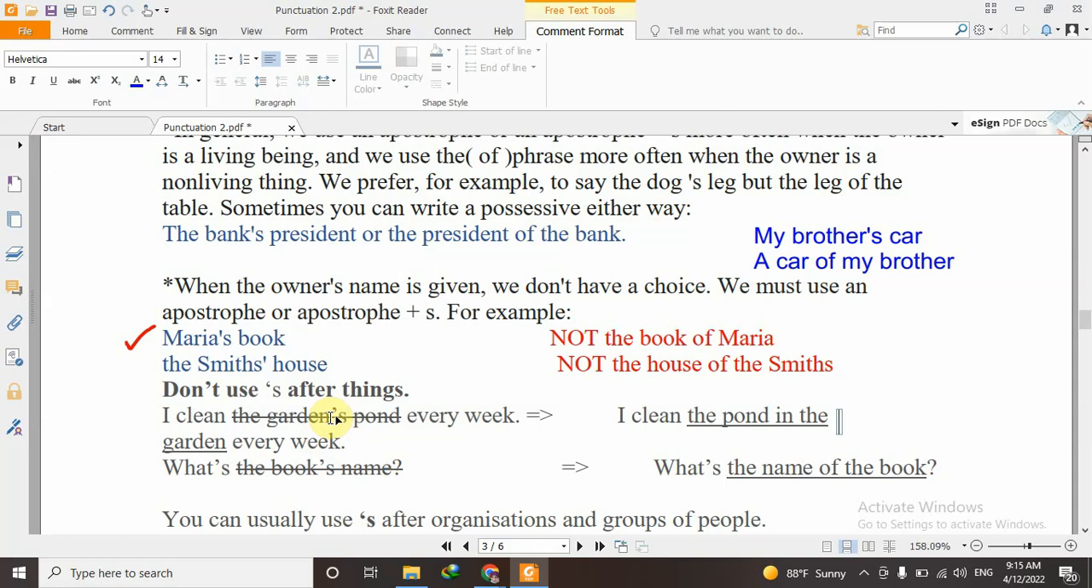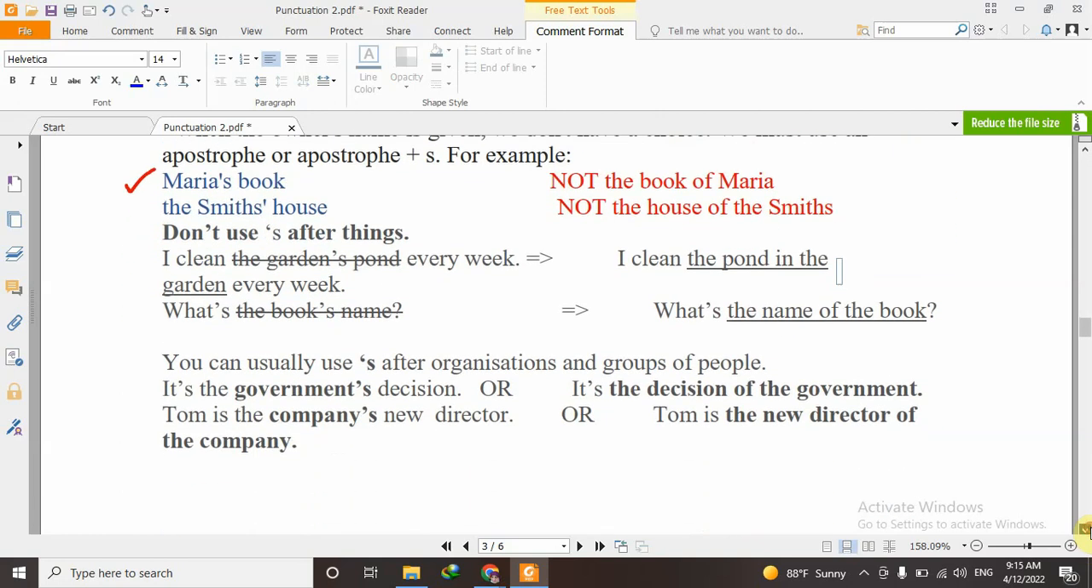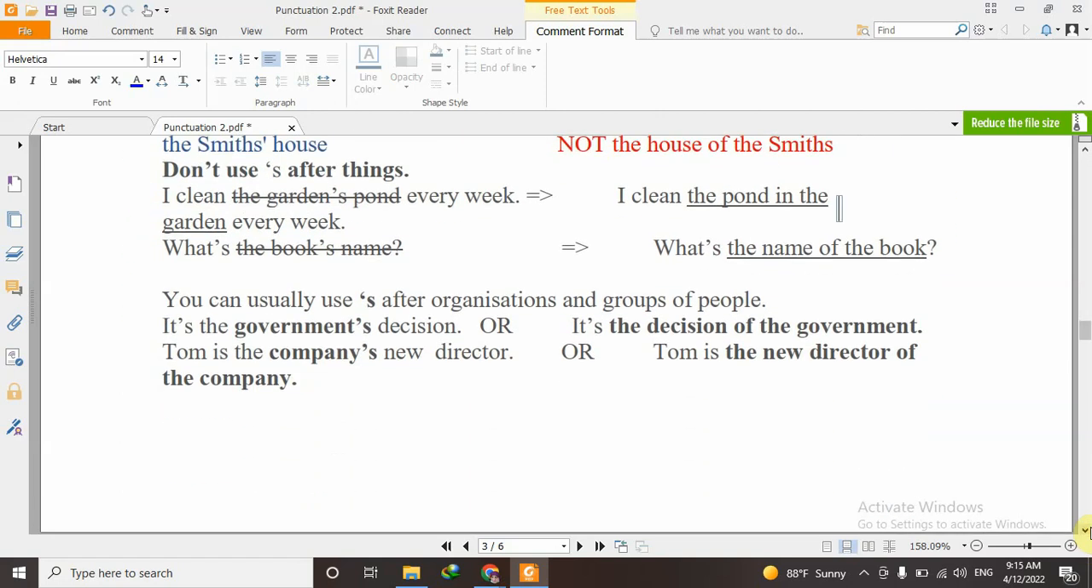What is the book's name? No, wrong. Wrong, because I am adding a non-living thing to another non-living thing. So it is better to say: what is the name of the book, what is the title of the book.